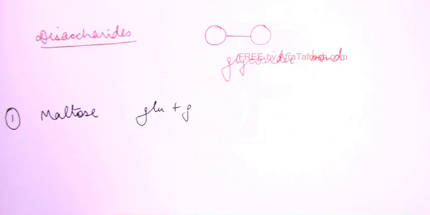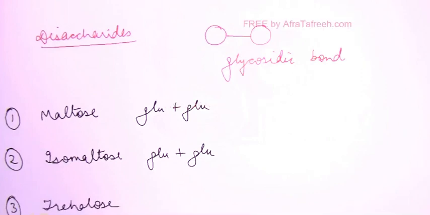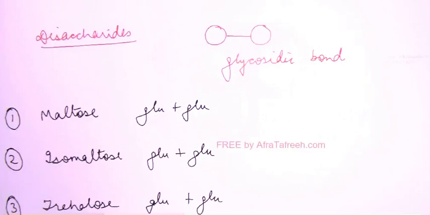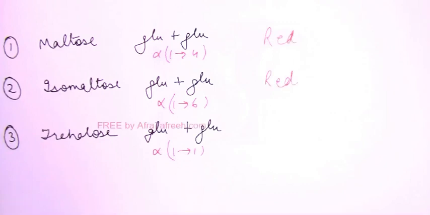Maltose is made up of two glucose. Next is isomaltose. Isomaltose is also made up of two glucose. Next is trehalose. Trehalose is also made up of two glucose molecules. So I have taken these first three compounds which all contain two glucose molecules, but the bond is different, that you have to learn. In maltose, it is alpha 1 to 4 bond. In isomaltose, it is alpha 1 to 6 bond. And in trehalose, it is alpha 1 to 1 bond, right? And maltose is reducing. Isomaltose is also a reducing sugar, but trehalose is a non-reducing sugar.